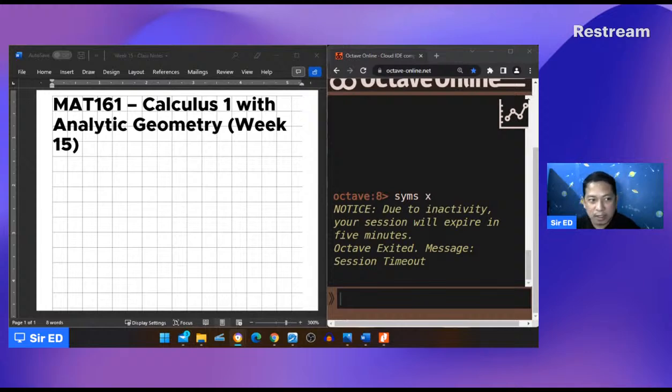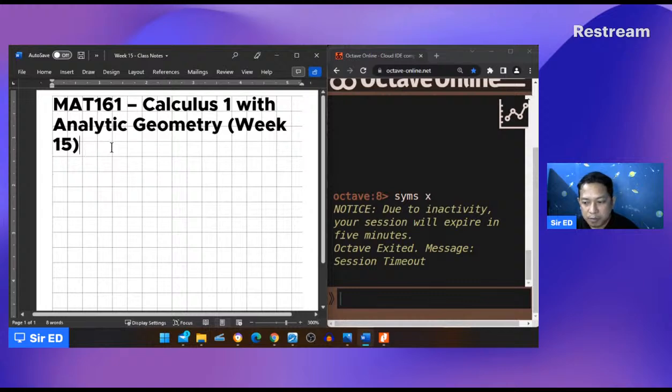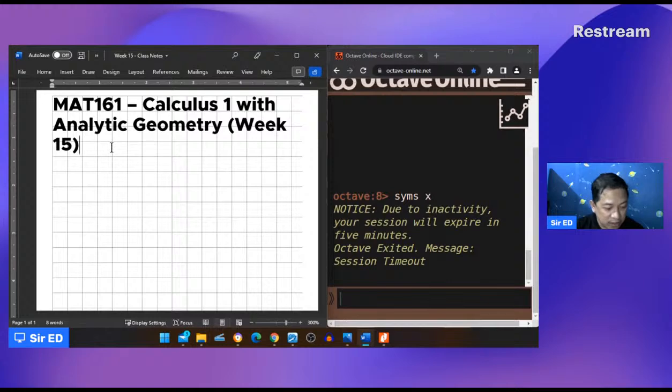So basically, the later part will just be supplemental. Perhaps we could review the derivative of transcendental functions. Then we will have some maxima and minima until tomorrow. Next week will be our introduction to differential calculus.